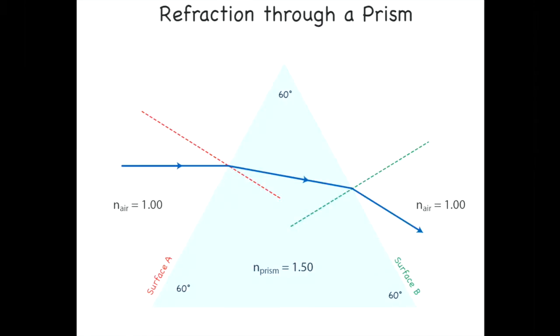Okay, so we now know theta 1, theta 2, and I'll just take the opportunity to label theta 3 and theta 4 with respect to this normal.